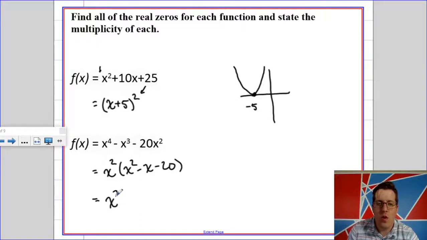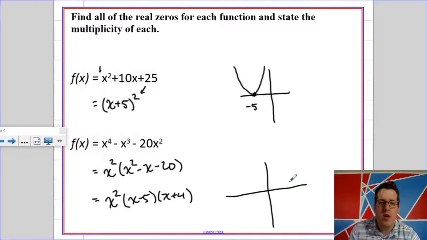Or x squared times x minus 5 times x plus 4, all of a sudden I know tons of information about this graph. Sure, before I knew what the zeros were, but I didn't know that bouncing thing. I mean, I did. You might not have. I'm the math teacher.